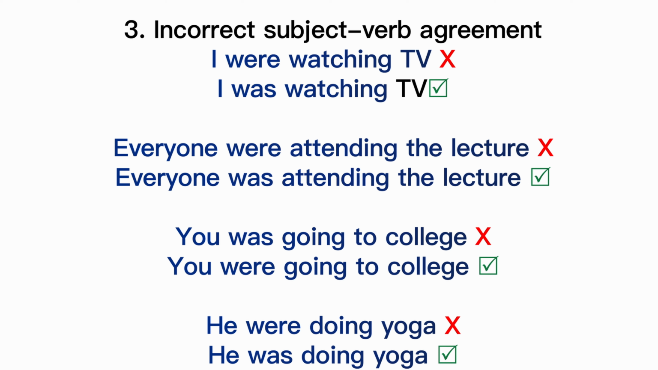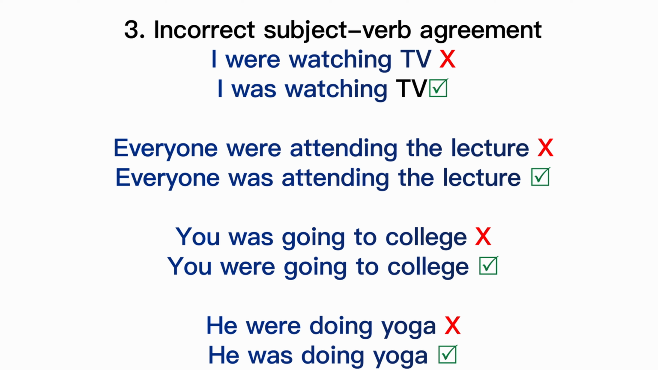For example, I were watching TV is incorrect. The right form is I was watching TV. It's incorrect to say everyone were attending the lecture. You must say everyone was attending the lecture. This goes for someone, no one, anyone, things like that. So they appear like plural, but they are always followed by a singular form, that is was.